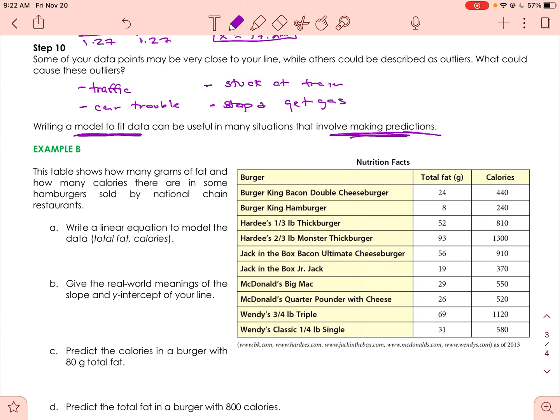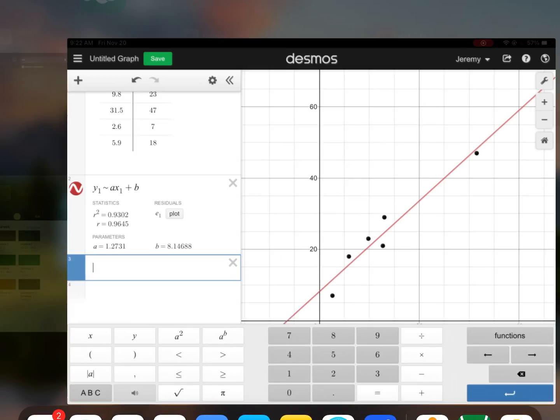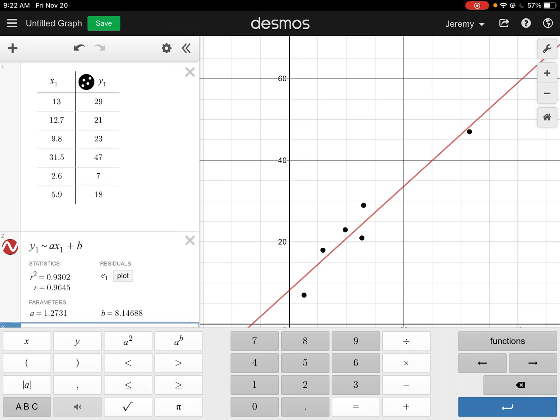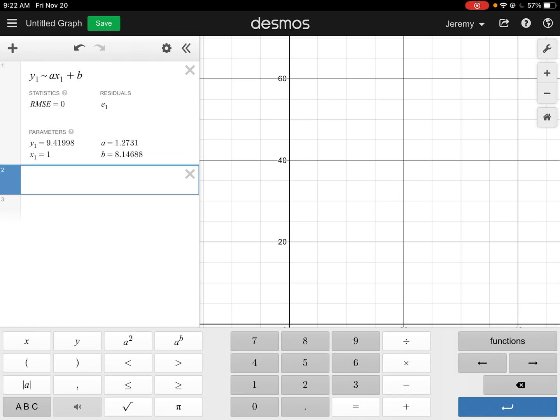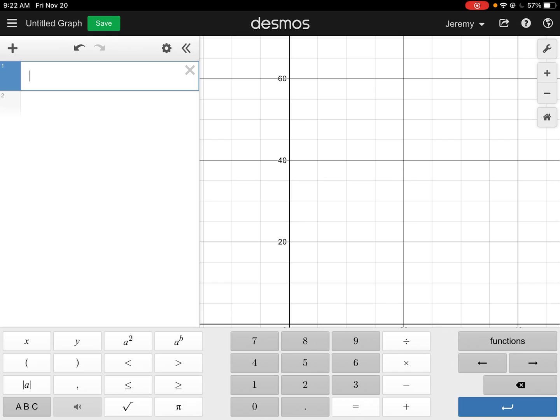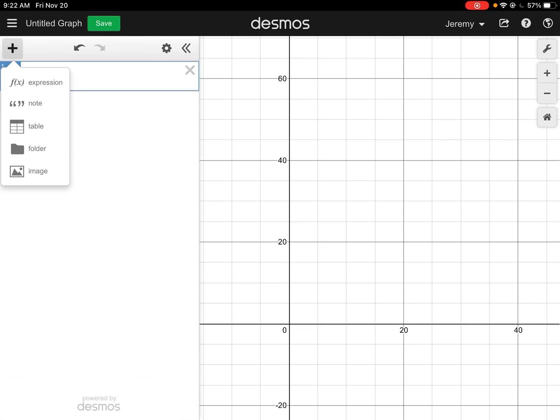So let's take a look at this example. It says this table shows how many grams of fat and how many calories there are in some hamburgers sold by national chain restaurants. Write a linear equation to model the data. What we're going to do here is use Desmos, and we're going to type in that table.